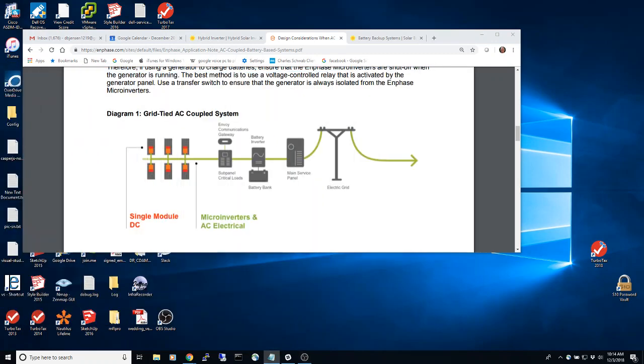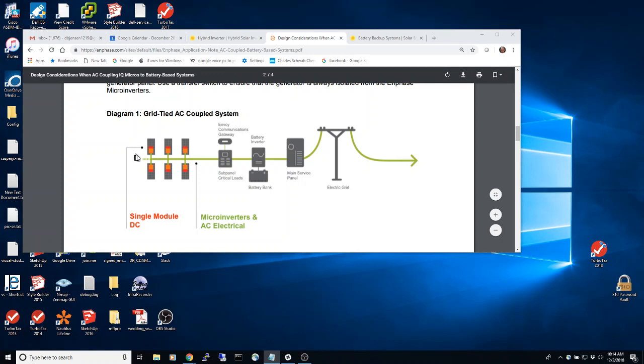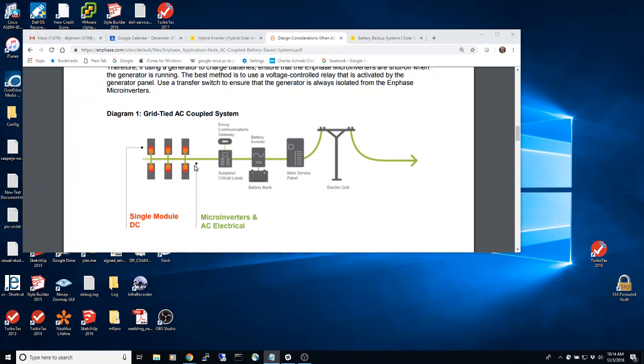Basically, we have a situation where we're connected to the grid via our main service panel, and our AC modules produce DC power, and we basically convert them into AC power for the grid via an inverter.